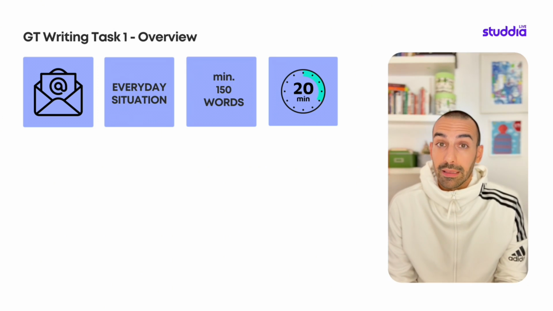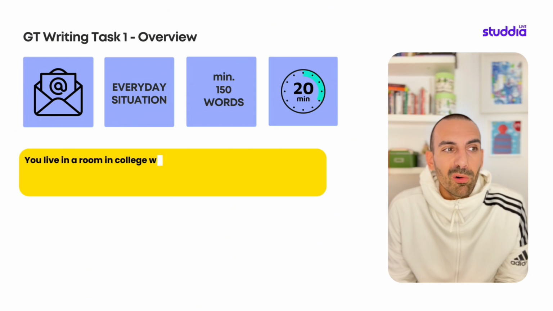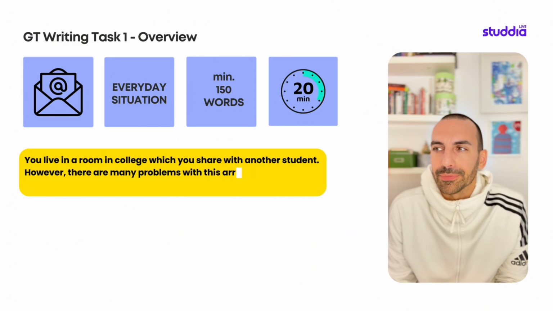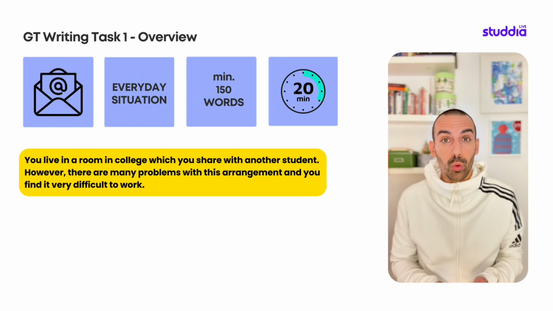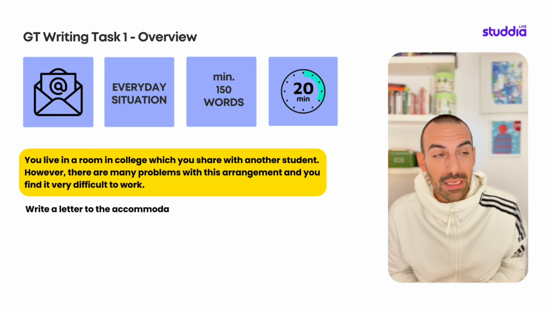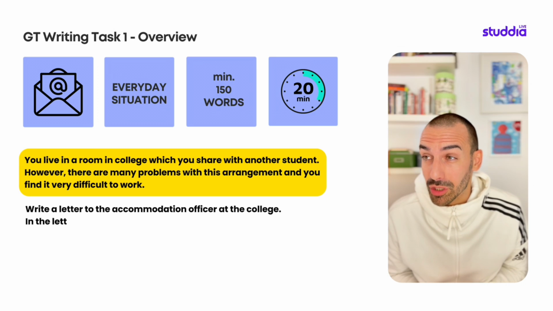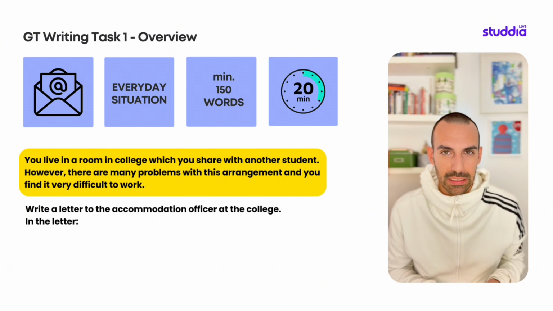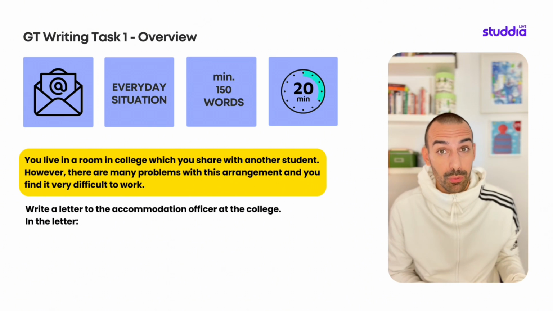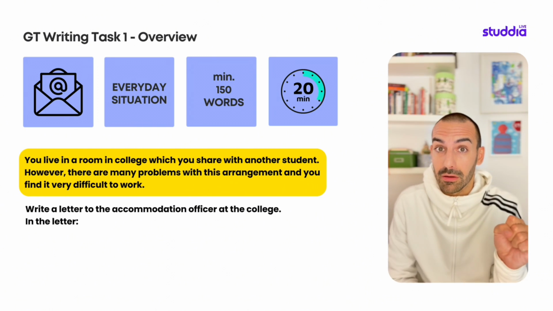The prompt, like the one you see on the screen, always describes a situation. It puts you in a context. It also tells you who you must write to. Maybe it's a friend, your manager, or a company. And it explains why you're writing, which is really important to get right. You'll see why later in the video.